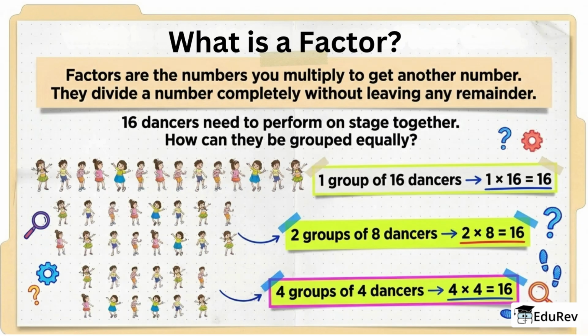We could have one group of 16 dancers, since 1 times 16 equals 16. We could have two groups of 8 dancers, because 2 times 8 equals 16. Or we could have 4 groups of 4 dancers, since 4 times 4 equals 16. So 1, 2, 4, 8 and 16 are all factors of 16.